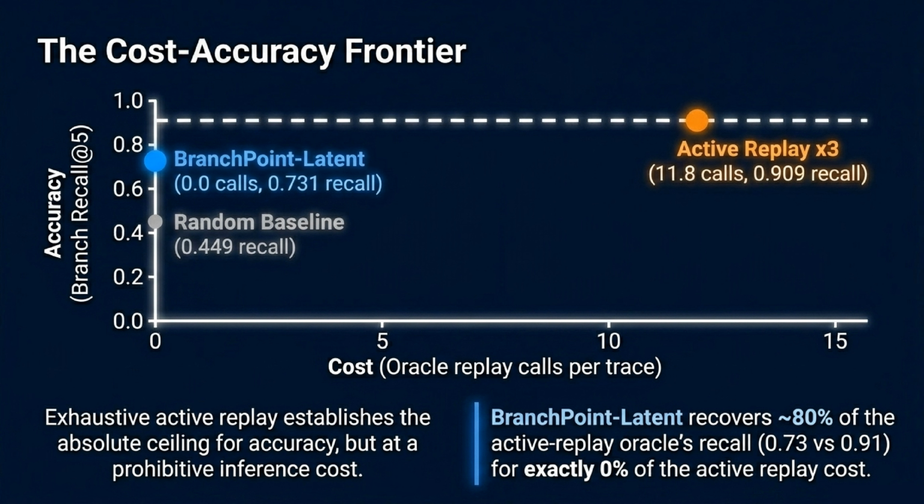When we map out the cost accuracy frontier, the efficiency is striking. Exhaustive active replay establishes the absolute ceiling for accuracy, achieving around 91% recall but at a prohibitive cost of 11.8 oracle calls per trace. BranchPoint-Latent recovers about 80% of that active replay oracle's recall, scoring 0.731, for exactly 0% of the active replay cost.